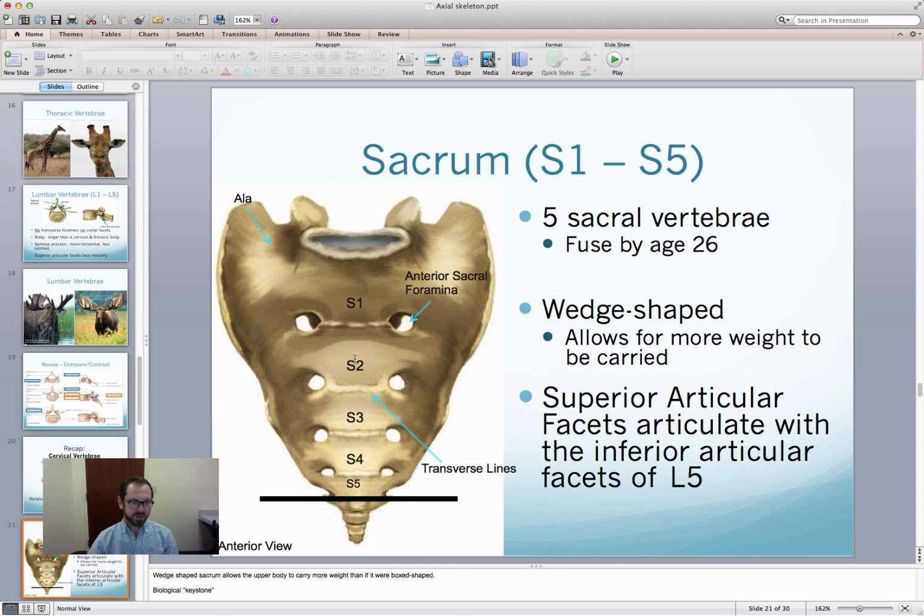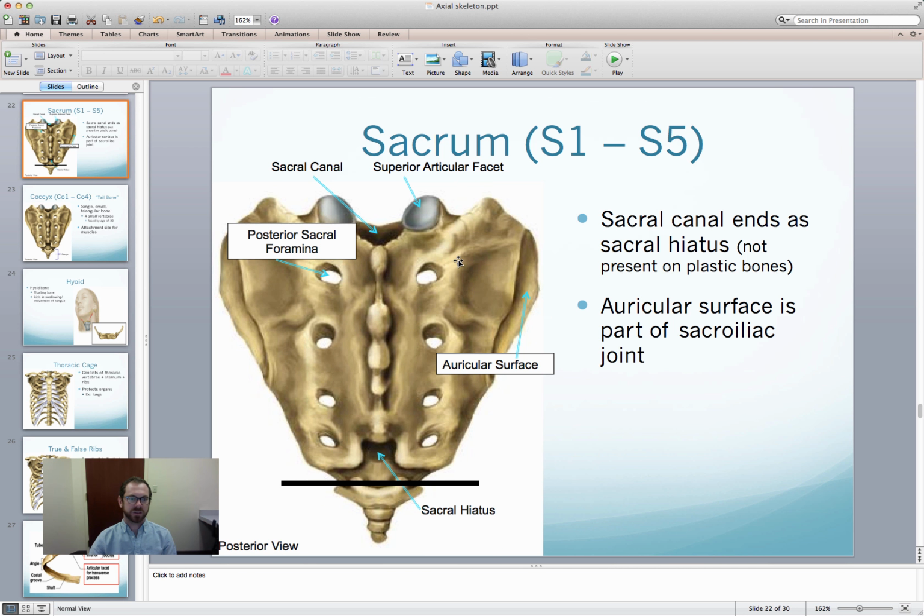We're showing the individual sacral vertebrae here with these transverse lines. This is where the fusion has taken place. And then these holes here, this is an anterior view, so we call these the anterior sacral foramina. Let's look at the posterior side of the sacrum. We have our superior articular facets here. This is where the lumbar vertebrae is going to articulate.